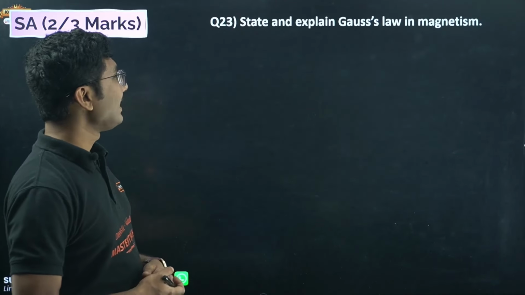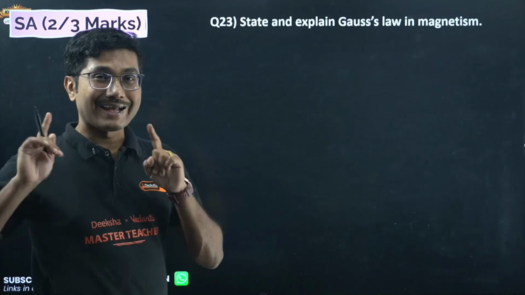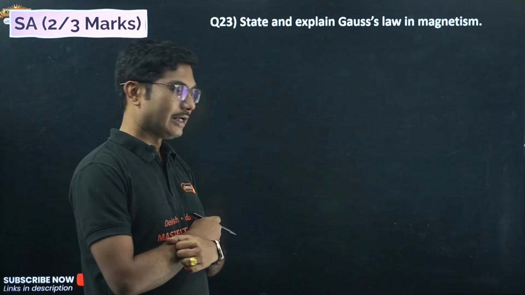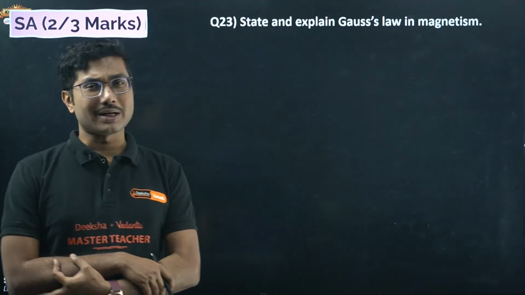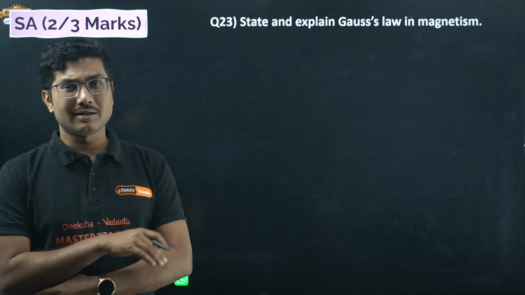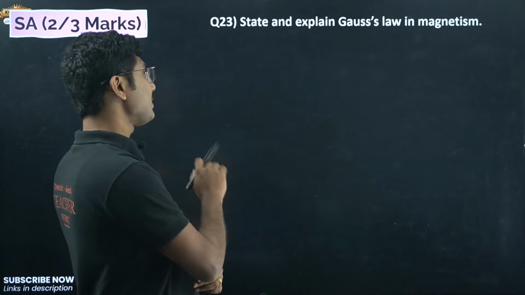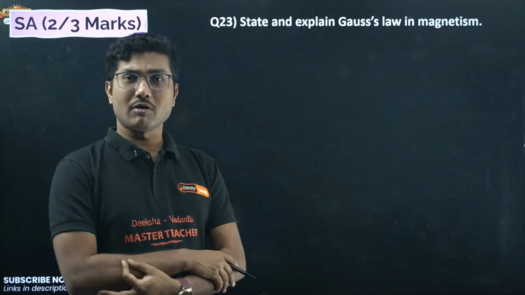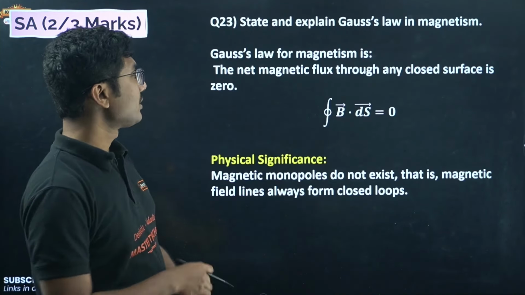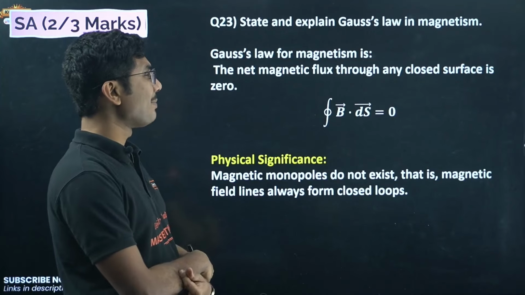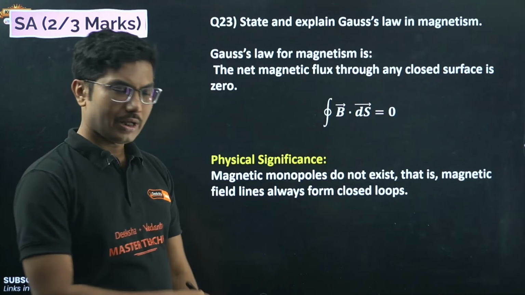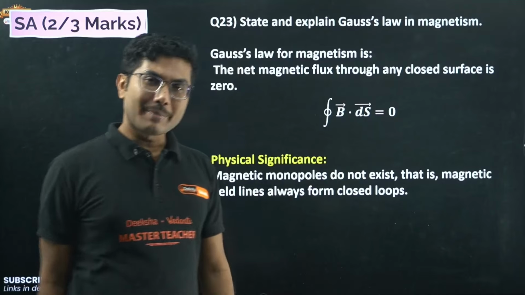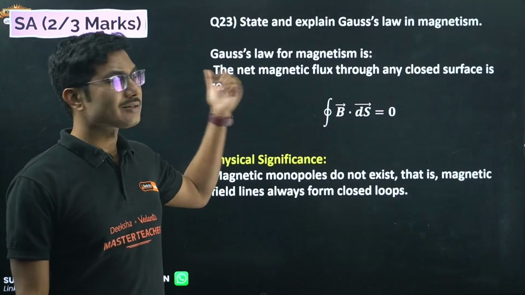Next, state and explain Gauss's law in magnetism. In electrostatics it might come as a separate question, as a 1 marker or 2 marker question. We will discuss that in one of the derivations, but first state and explain Gauss's law of magnetism. Gauss's law of magnetism is that the net magnetic flux through any closed surface is 0. It is easy to remember. The total magnetic flux, remember it's magnetic flux, not electric flux.